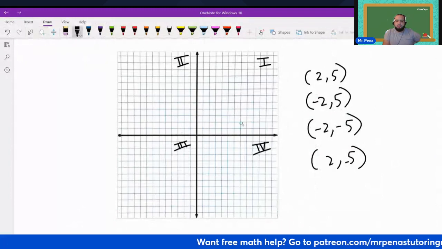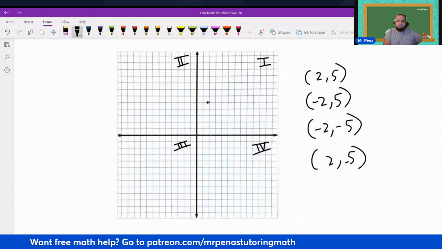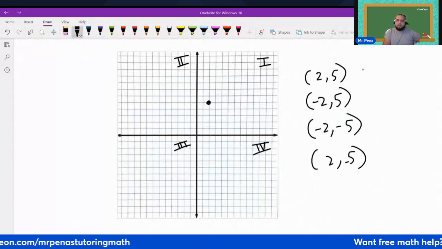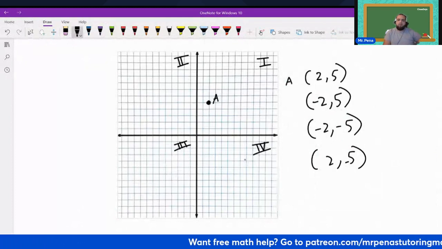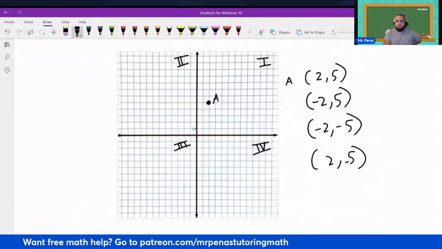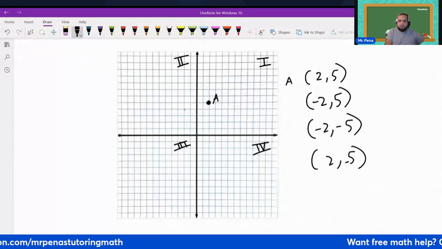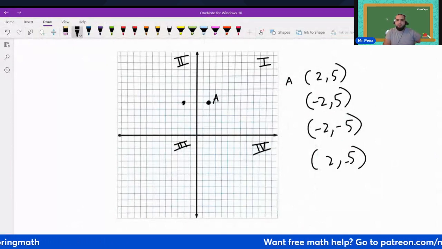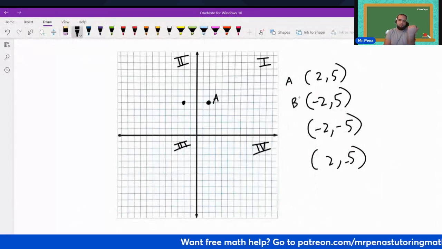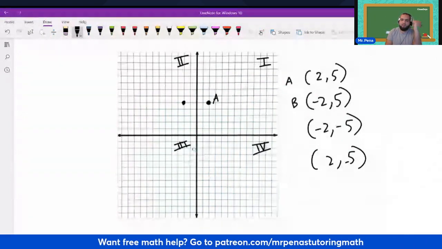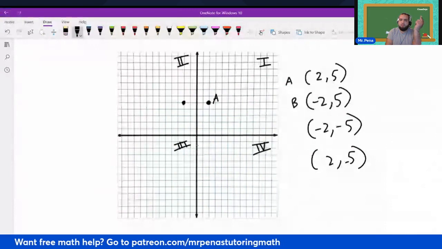So we're going to go to the right 2 times, and then 1, 2, 3, 4, 5. There you go. So this is point A. Now we're going to start. So when it's positive, positive, it's quadrant 1. And then negative 2, positive 5. 1, 2, 3, 4, 5. See what I did there? This is coordinate B. So when it's negative, positive, left and up, that's going to be quadrant 2.